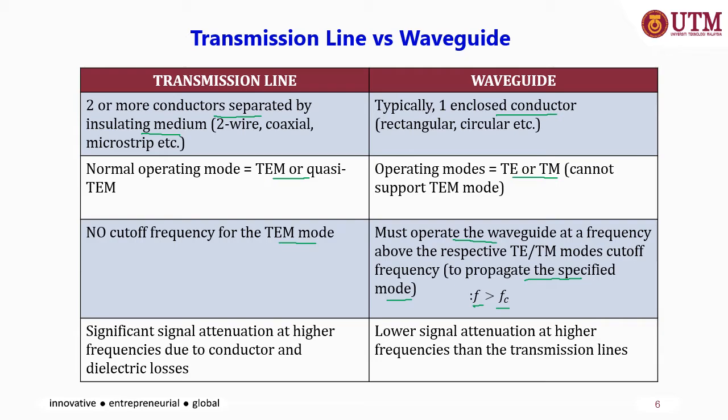Okay, another one: for the transmission line, there will be significant signal attenuation at higher frequencies due to conductor and dielectric losses, while for the waveguide, there is lower signal attenuation at higher frequencies compared to the transmission line.